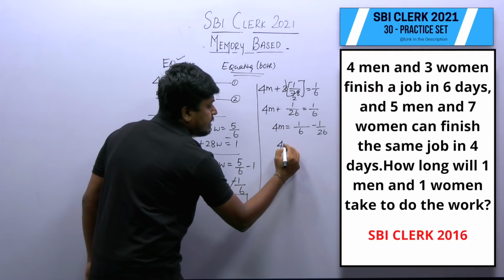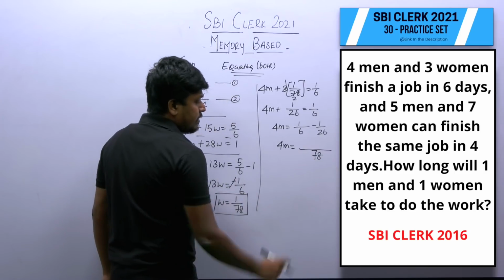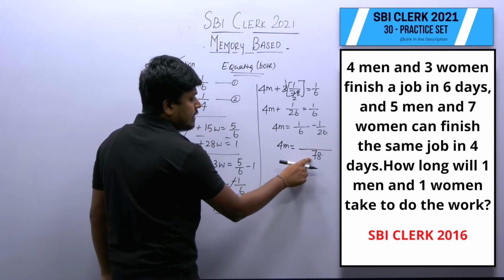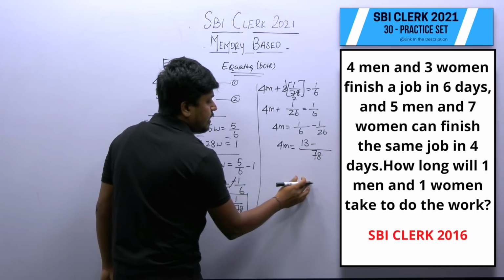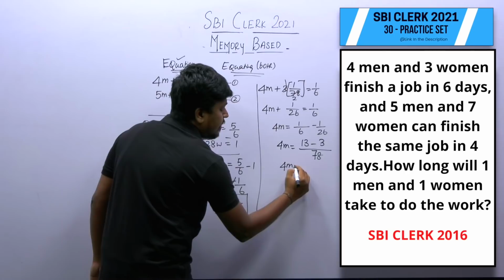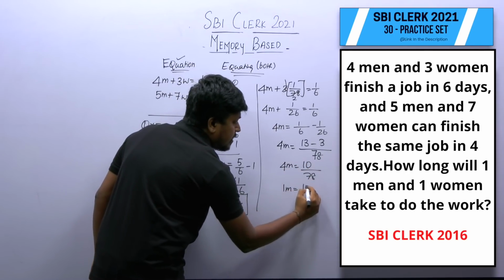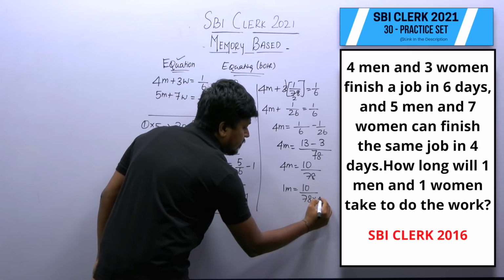Now take the LCM. So for 6 and 26, 78 will be the LCM. So 6 13s are 78, so the numerator will be 13 minus 3 times 1, so 3. So 4m is equal to 10 divided by 78. So 1m is equal to 10 divided by 78 into 4.